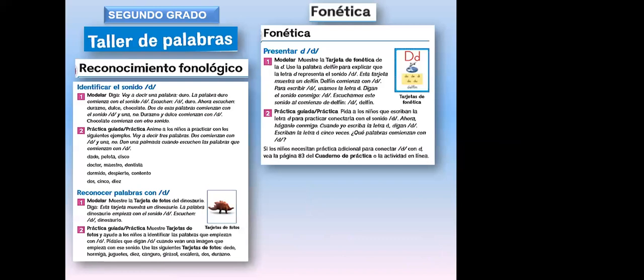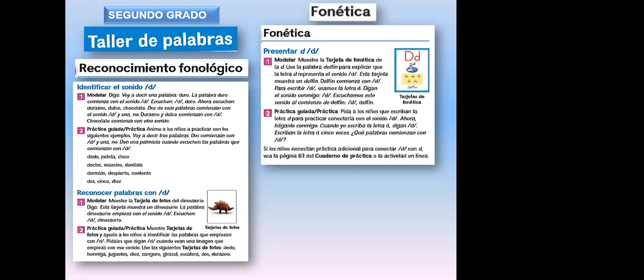So in segundo grado, because I know I'm talking to some second and some third grade teachers, in segundo grado, la fonética, or lo que le decimos el taller de palabras, or your word work, is still very important as we're still on the tail end of that phonics continuum. So just know that from reconocimiento fonológico, or your phonological awareness, to fonética, everything that you're going to need to teach and to continue to teach that phonics instruction is going to be there for you.